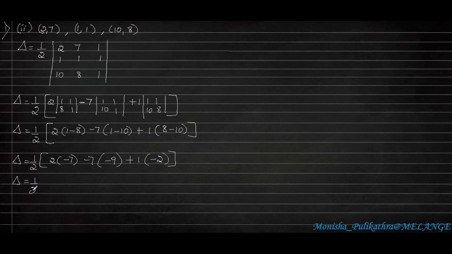So delta is equal to half into, here 7 2s are 14, minus symbol is there, so minus 14. Minus minus gets cancelled, it will become plus 9 7s are 63. Here 1 minus 2 is minus 2. So delta is equal to half into, minus minus will become plus. So 14 plus 2 is 16, larger number sign, plus 63.